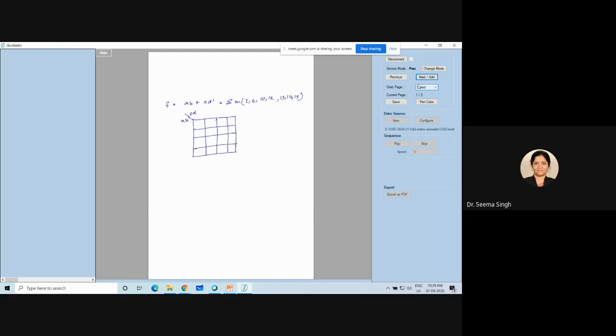A, B, C, D. Always your MSB is on the left side. A is MSB, D is LSB. A, B, C, D. So it is 0, 0, 0, 1, 1, 1, 1, 0. Here also 0, 0, 0, 1, 1, 1, 1, 0. Okay. Now, quickly, you should know what each cell means.